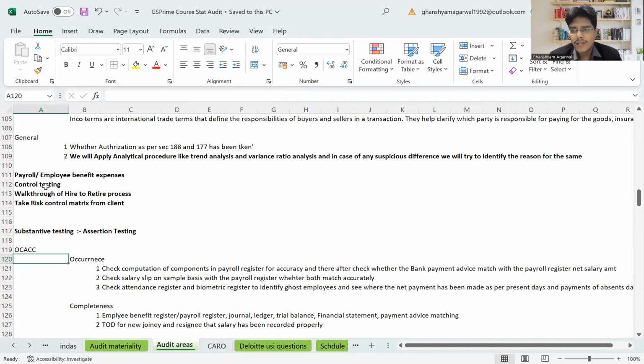Now, in control testing, you take more process samples during the year to understand. Then we do the sample testing, assertion testing. In the sample testing, you should remember by now what the assertions are.